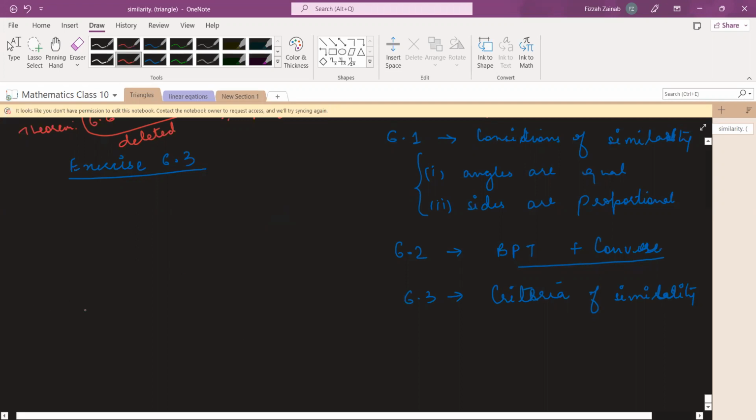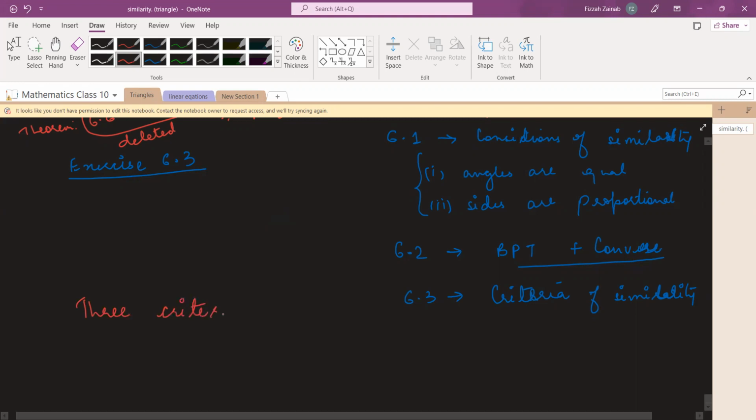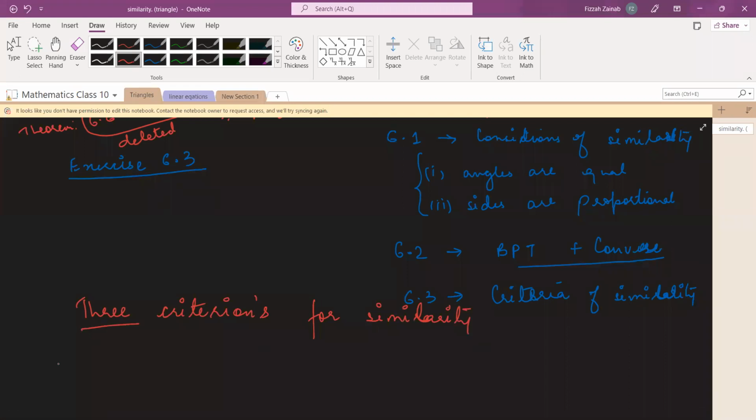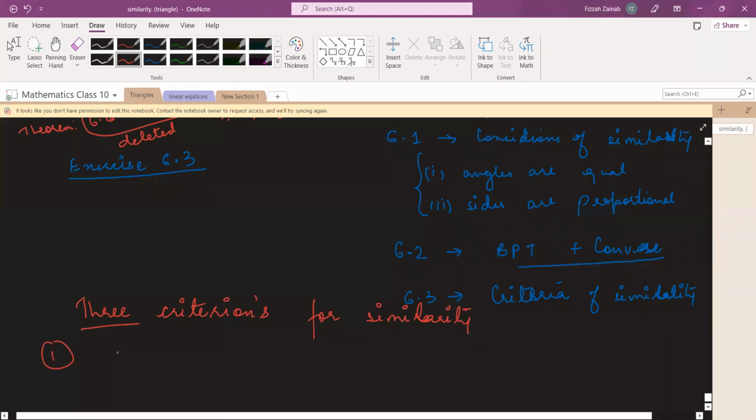So you can write 3 criterions for similarity. So there are only 3, right? The first one is AAA, similarity criterion.